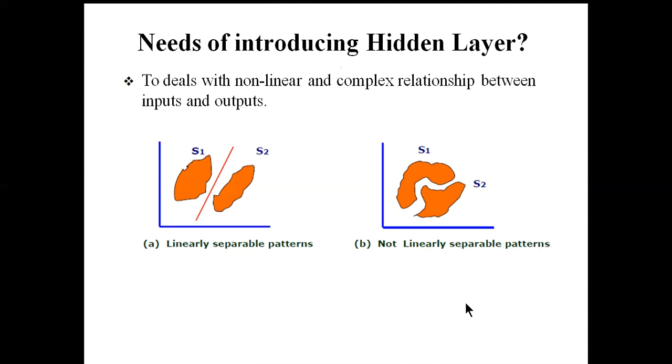One is linearly separable patterns, another is non-linearly separable patterns. So suppose this one is called the linearly separable pattern. If we plot inputs along the x-axis and the output along the y-axis, and plot the corresponding output values like this, and if we can draw a line or plane that can separate the two outputs, then we call it a linearly separable pattern.